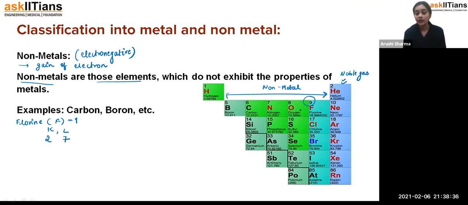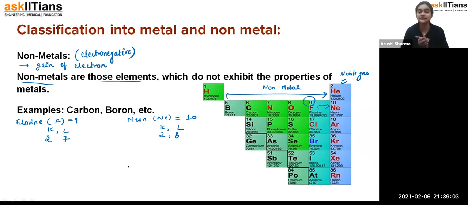Exactly. Now, if I compare this fluorine to its nearest noble gas, that is neon. Neon is represented by Ne and its atomic number is 10. And if I see its electronic configuration, it is K and L, and it would be 2, 8. Now if I observe the difference between fluorine and neon, I can see that fluorine requires one electron to make it 8.